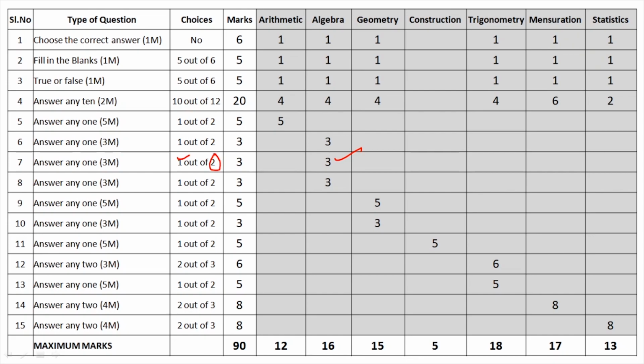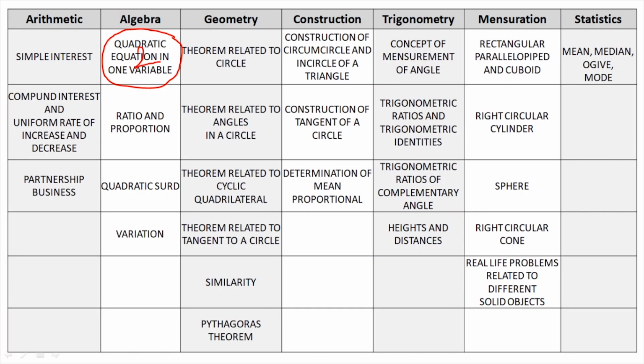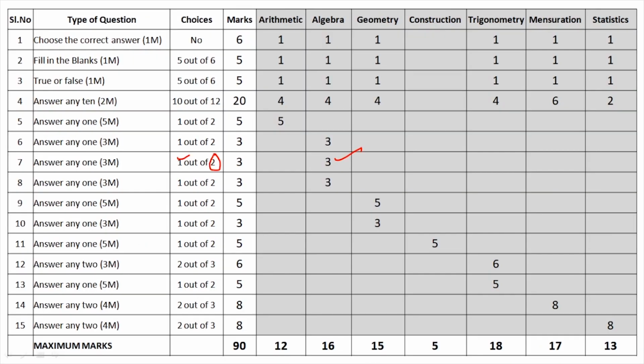So that will contain 3 marks. So let us see the chapters involved in question number 7. Question number 7 will be from these 2: quadratic surd, one question will be there; variation, one question will be there, and you have to do either one of these 2 questions. Now question number 8 again will be from algebra.